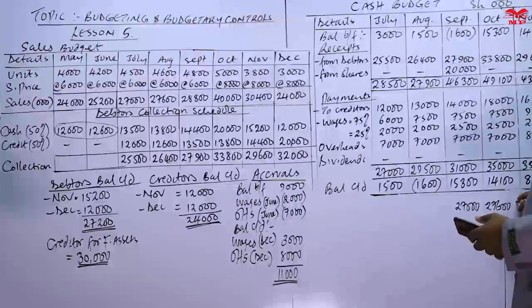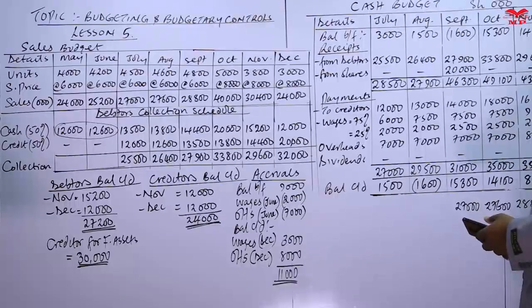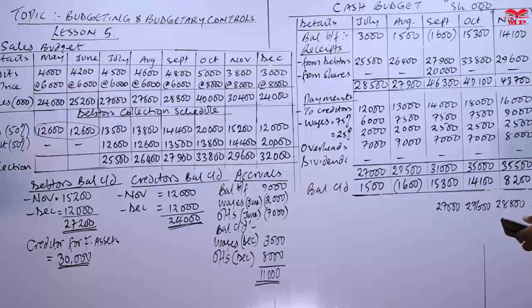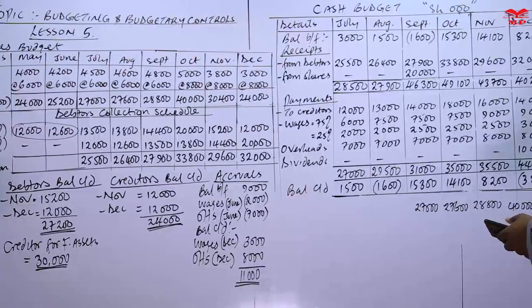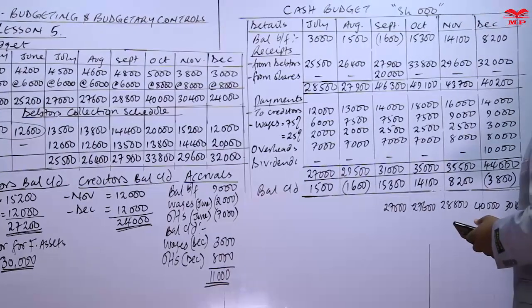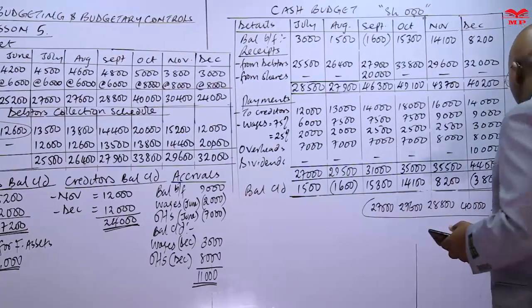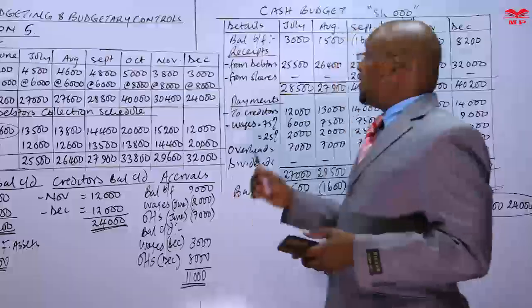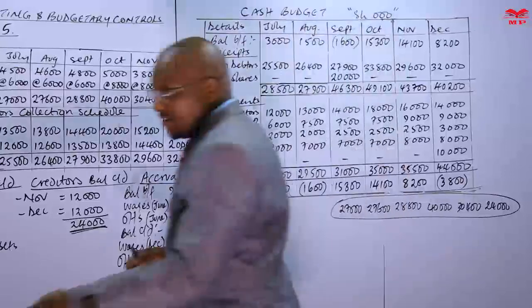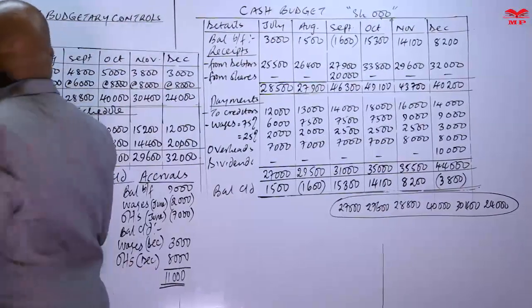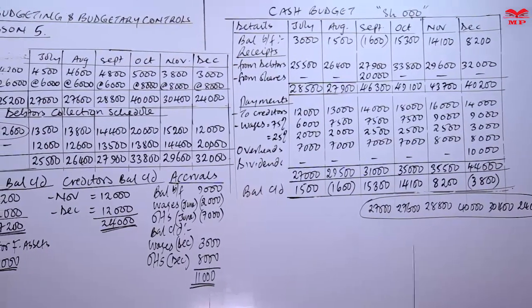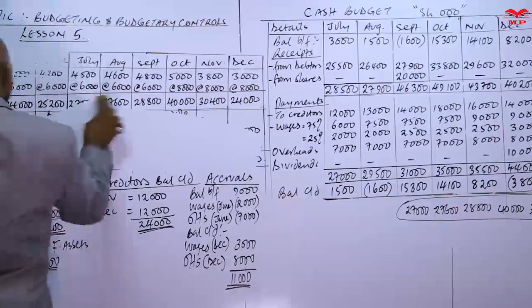27,600. We have 28,800. We have 40,000. We have 30,400. And we have 24,000. These are the sales we have for the 6 months. So we require them as much as we require all these. So let's have the income statement. I don't require anything else there. I already require the sales, so I'm okay with that.